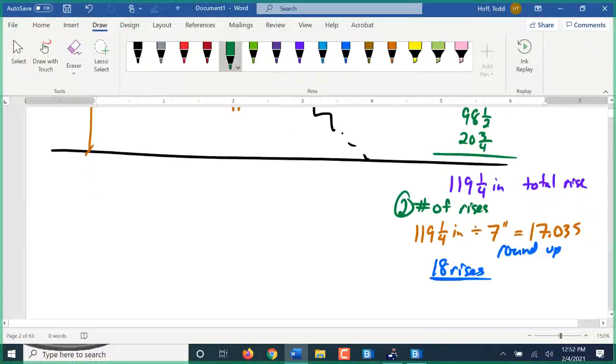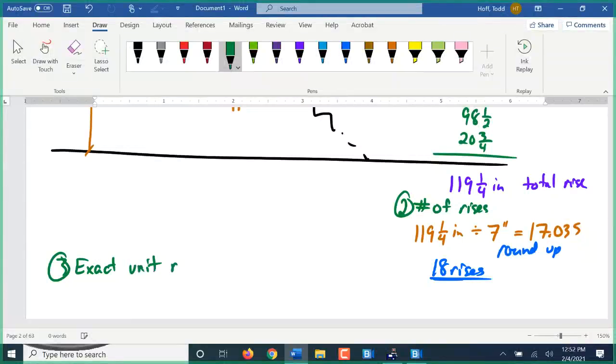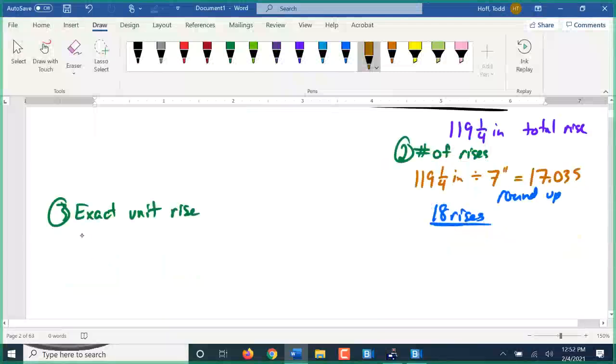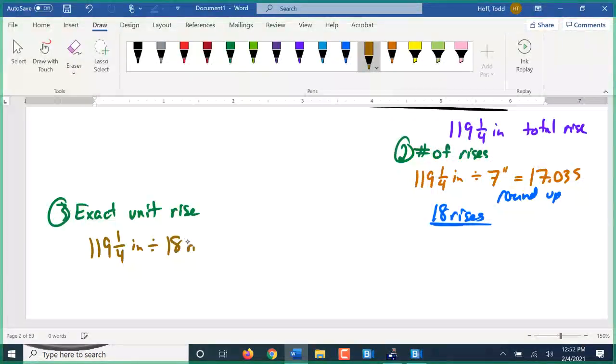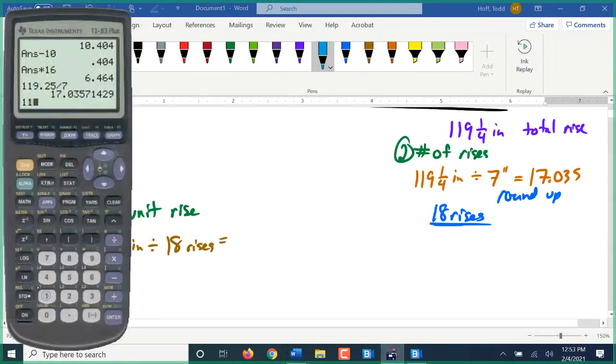So then step 3 is to find the exact unit rise. In other words, the exact riser height. So we're going to take the total rise, the 119 1/4 again, divided by 18 rises. 119.25 divided by 18. 6.625.